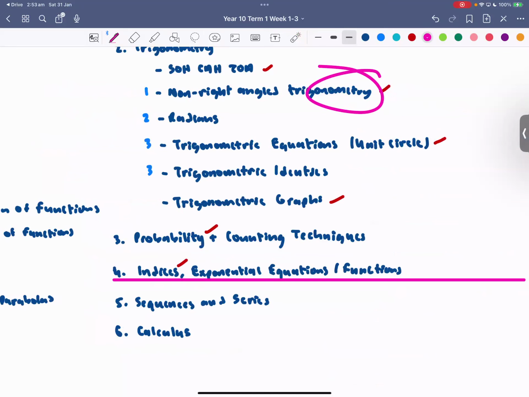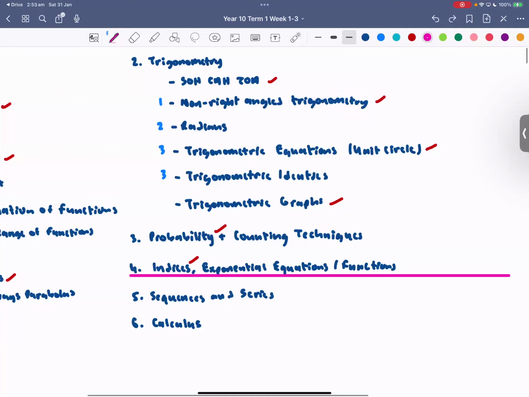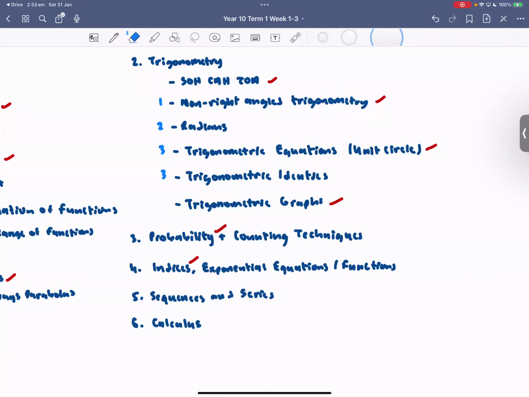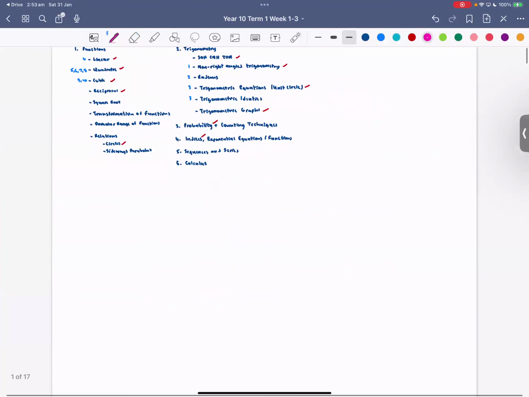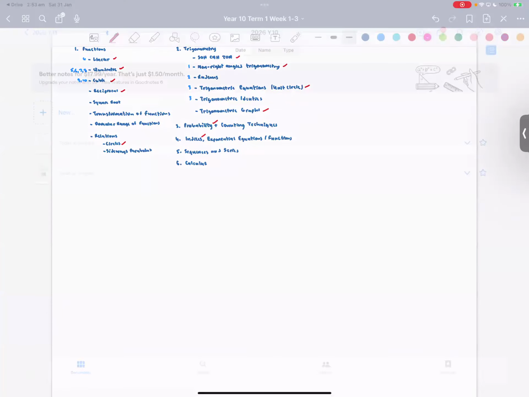All right, that is today's booklet, non-right angle trigonometry. Let's write down some notes. Some of you have already done non-right angle trigonometry with me, so you will find it easy. All right, here are my notes for non-right angle trigonometry.